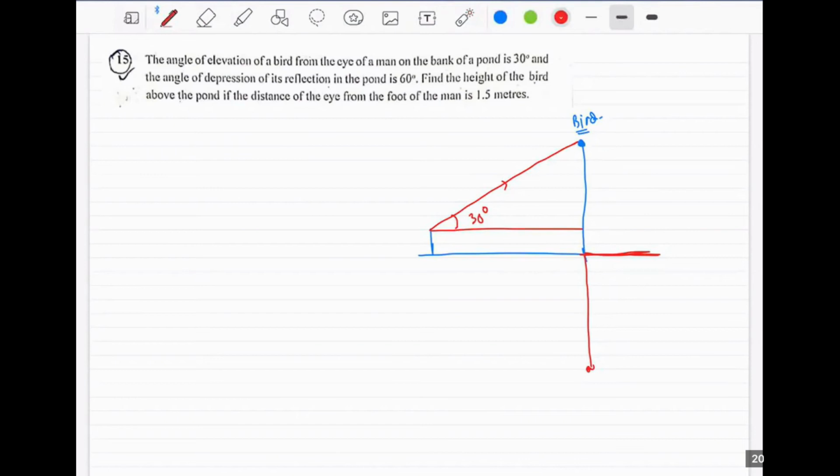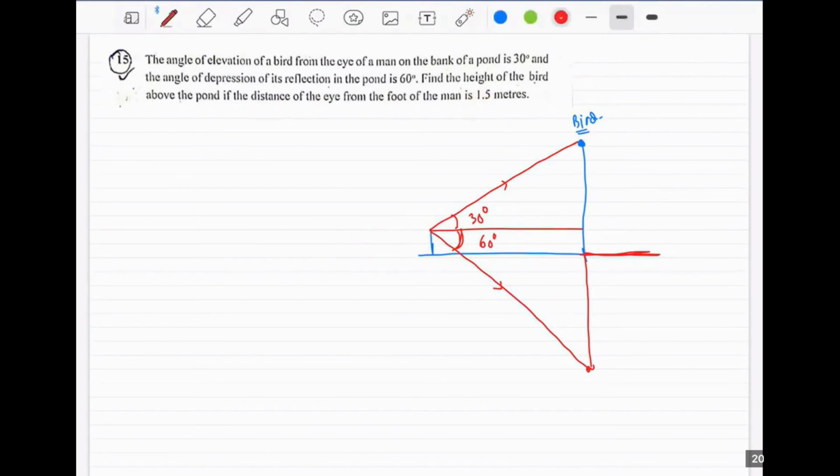So reflection will be down here. The person is looking down at the reflection, and this angle of depression is how much? 60 degree. The question says, find the height of the bird above the pond. Here is the pond. Here is the bird. Find the height of the bird above the pond. The question is asking this part right here. If the distance of the eye from the foot of the man is 1.5. Eye is here. Here, the person has eye here and the foot is here. The distance of the eye from the foot is how much? 1.5 meter according to the question.